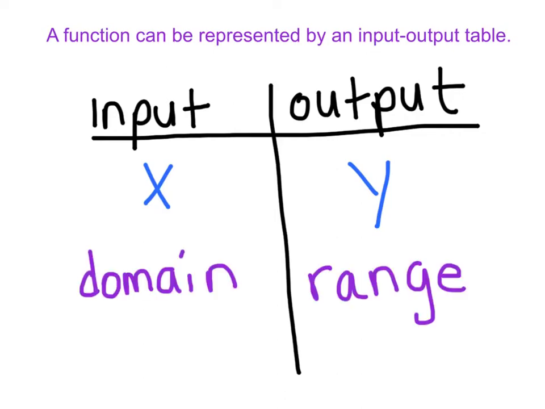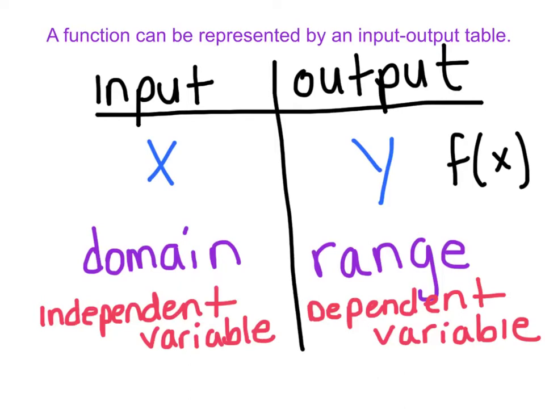Input and output can also be referred to as the domain and the range. So the domain are all the numbers that you're going to input into a function. The range is all of the answers, the different answers that you'll get for each input. So these are two new vocab words for this lesson.